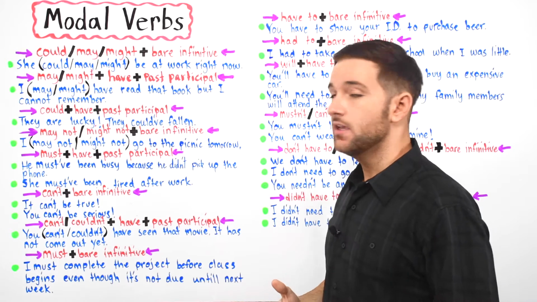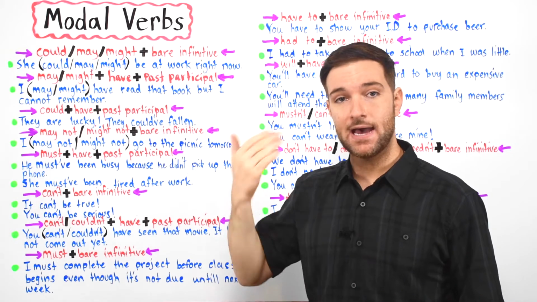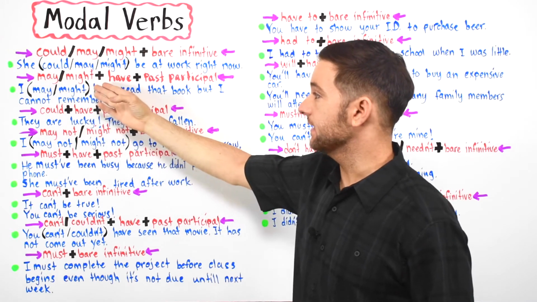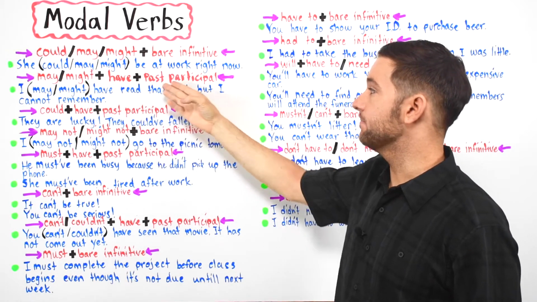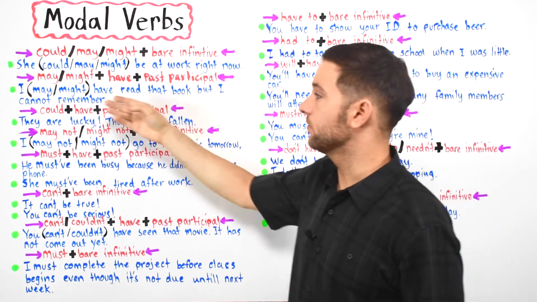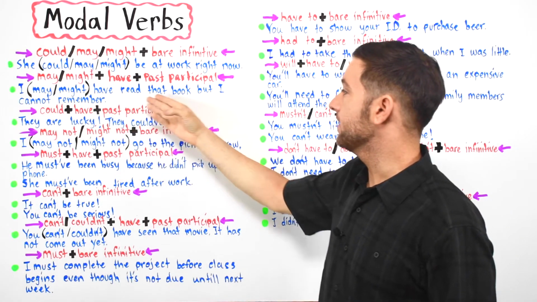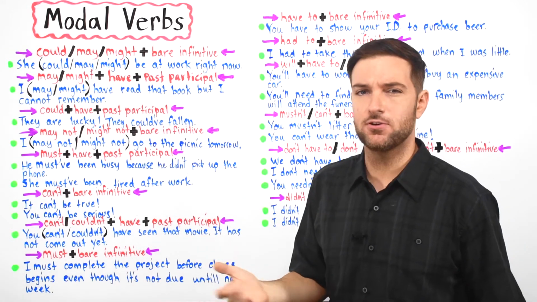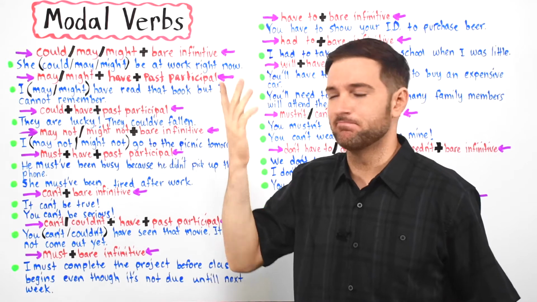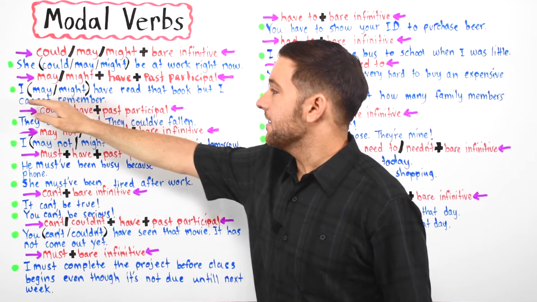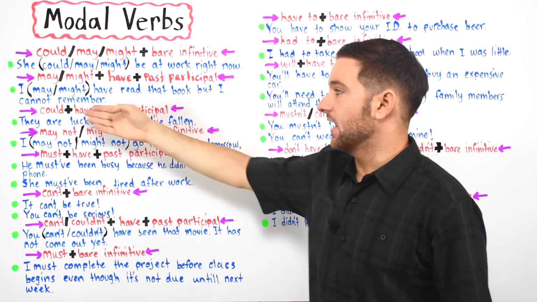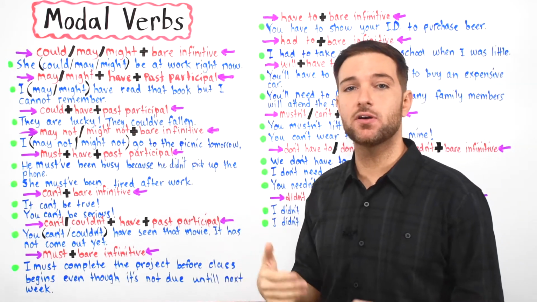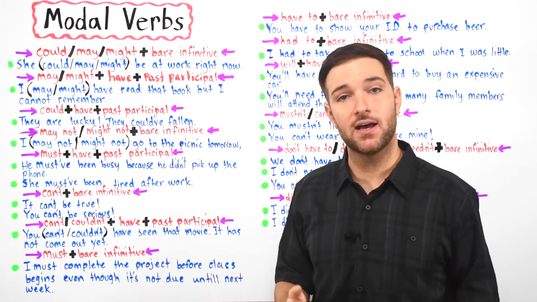Okay, so if we want to talk about a possibility in the past, then we have to use the verbs may or might plus have plus the past participle. Okay, so for example, I may have read that book, but I cannot remember. Or you could say, I might have read that book, but I can't remember.